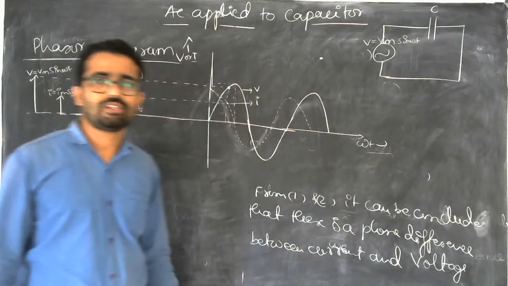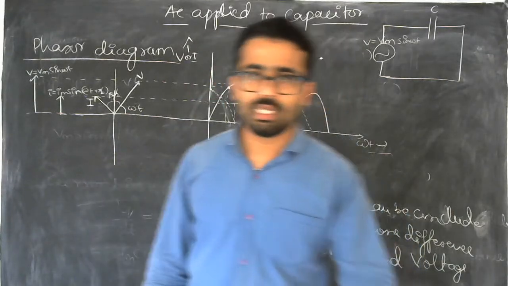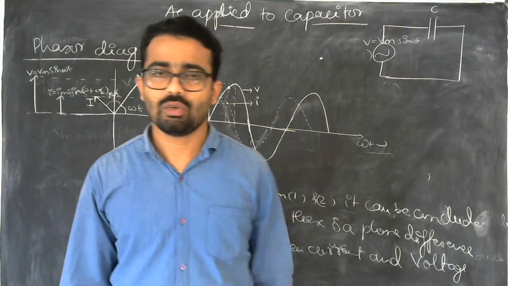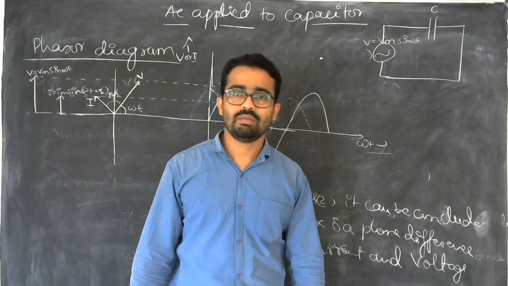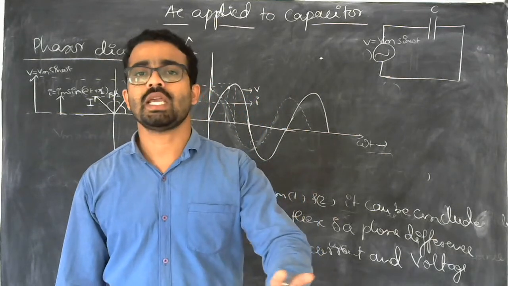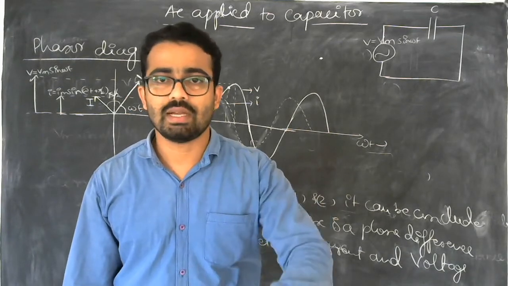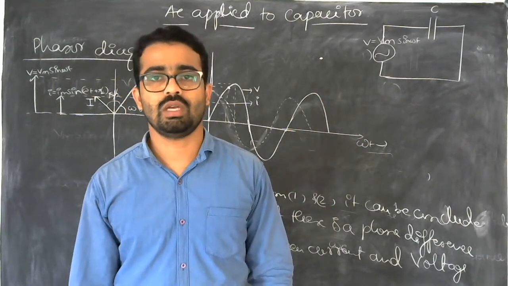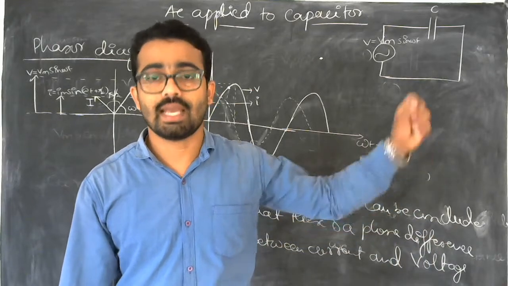Then what is the next thing we have to see in this? While discussing the concepts of inductor and resistor connected AC circuits, we saw the effect of power. In a similar way, we should see what is the effect of power. Is there any power dissipation? Is there any instantaneous power dissipation when a capacitor is connected to a circuit? Is there any average power dissipation over one complete cycle?